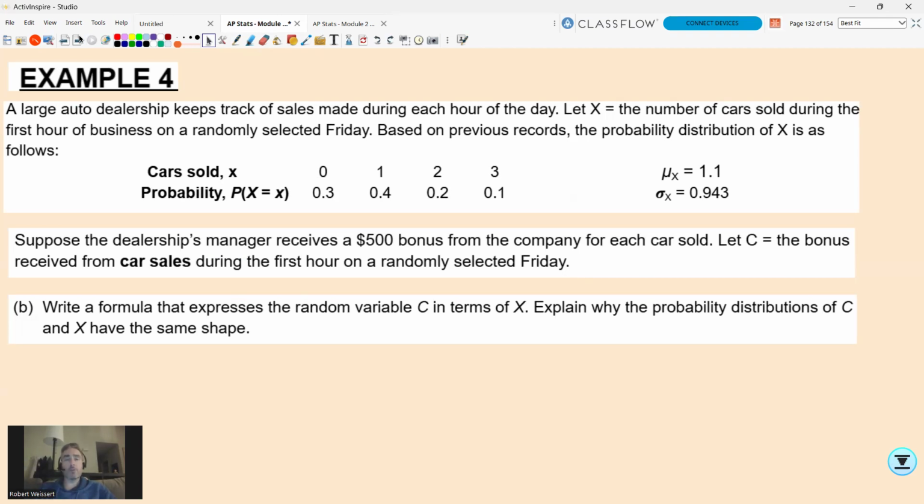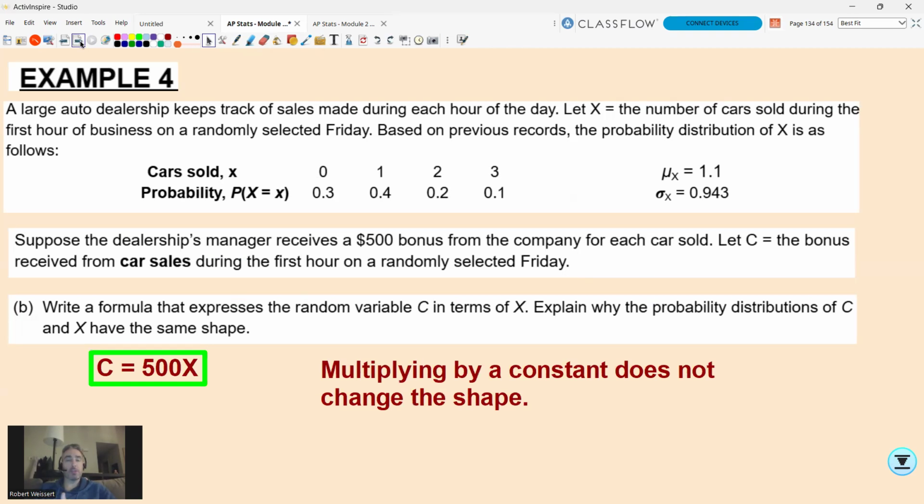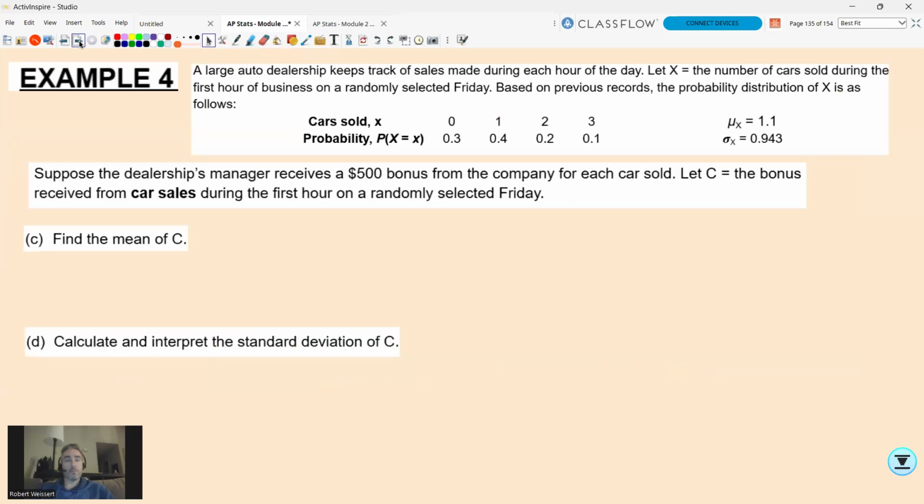Well, a $500 bonus for each car, to me, that's multiplication. So we're going to do 500 times X. That's it. And it's going to have the same shape because when you multiply by a constant, it doesn't change the shape. So that's good enough explanation for that. All right, part C and part D, we're going to calculate the mean and the standard deviation. We're going to interpret the standard deviation.